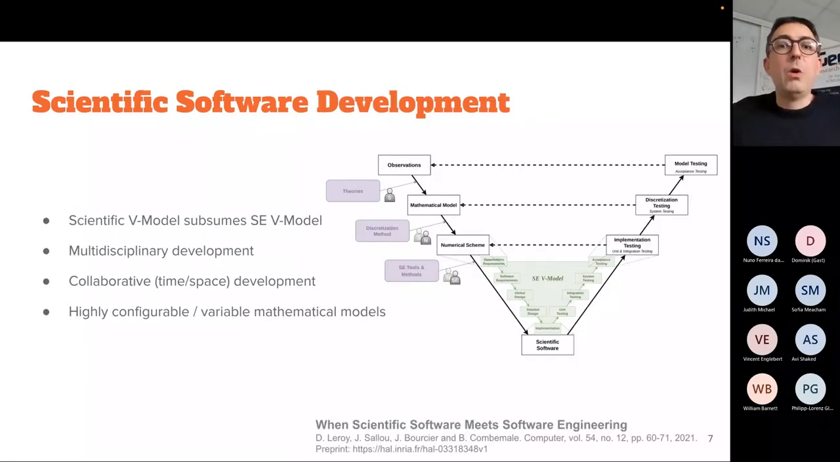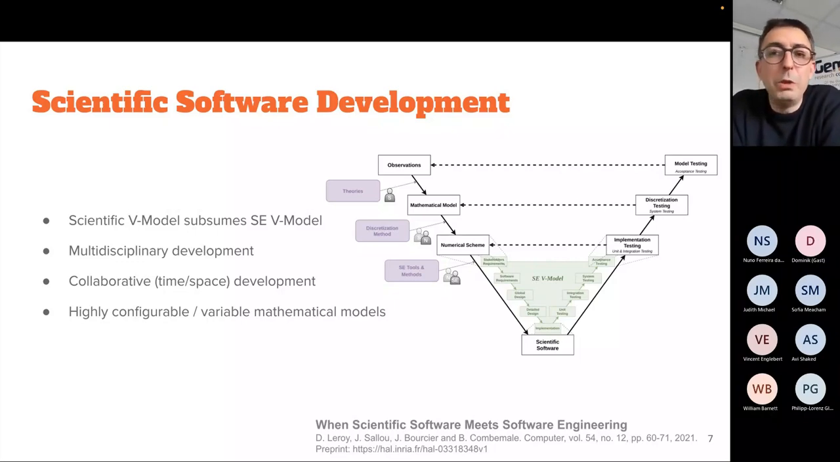So if we look at the development process of this kind of scientific software, here on the figure, you can find the classical SE, software engineering, V model in green. And what we represent on this figure is that the software development process subsumes the classical software engineering V model in the sense that we start the well-known V model as soon as we have a numerical scheme.